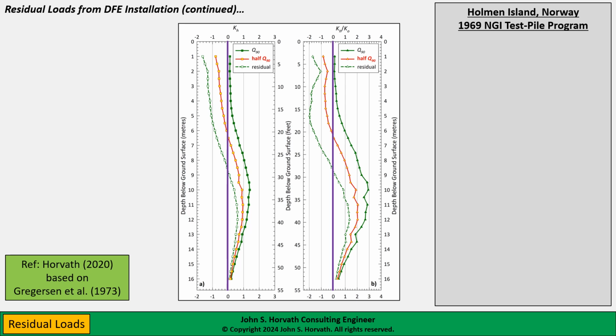Well, I first want to discuss the Holmen Island, Norway test piles. This was a 1969 test pile program. They installed a total of 4 piles. I'm going to be discussing one of them. All of the piles were precast, pre-stressed reinforced concrete, nominally circular in cross-section.